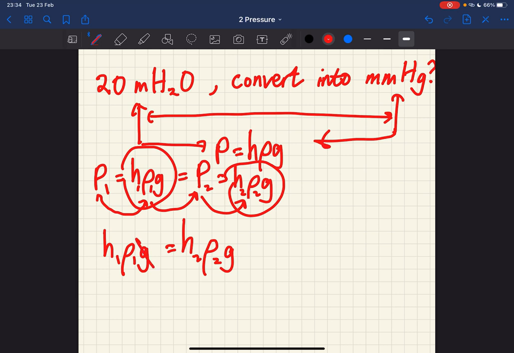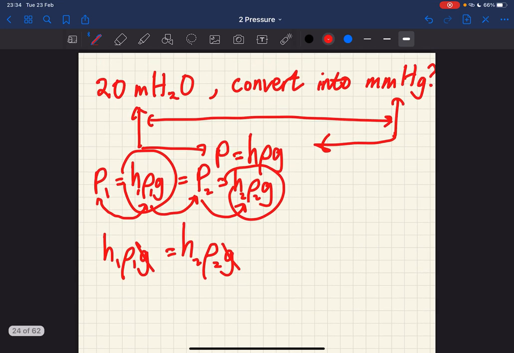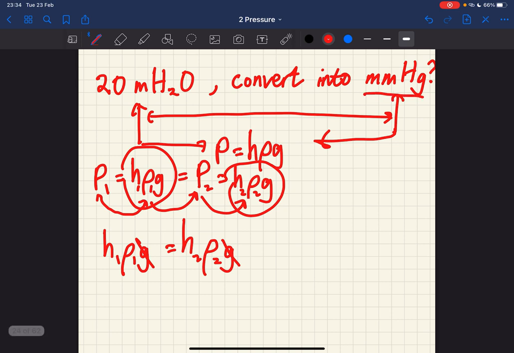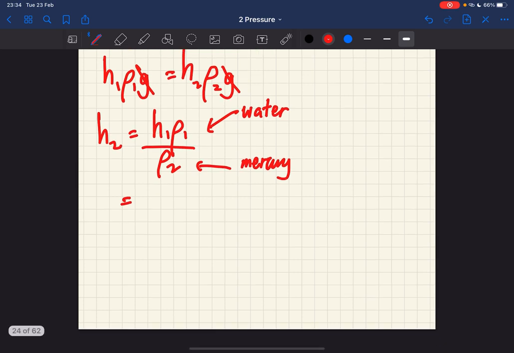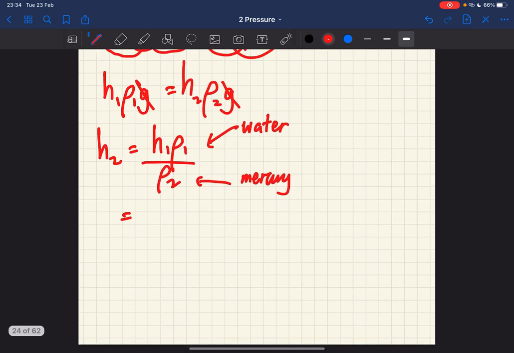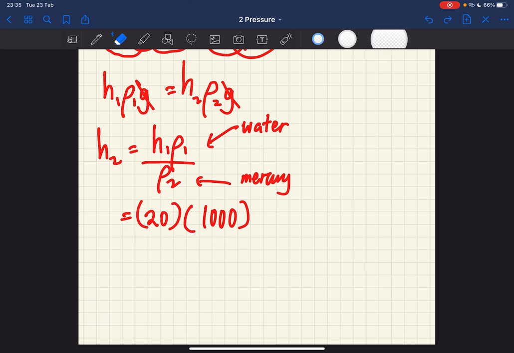So G and G cancel out each other. We want to find mmHg, so H2. H2 equals H1 rho 1 divided by rho 2. So we know that this is the water, this is the mercury. I think we've seen this somewhere, right? Do you remember where? Yes, you do. So simply put the values. H1 is 20. Rho 1 is 1000 because it's water. And what about rho 2? Since it is mercury, 1.36 times 10 to the power of 4.